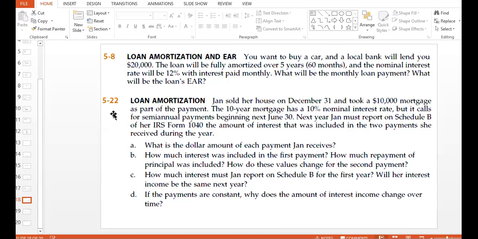Now the next problem is 5-22. Jane sold her house on December 31st and took a 10,000 mortgage as a part of the payment. So 10,000 is your present value. The 10-year mortgage has a 10% nominal interest rate, but it calls for semi-annual payments. So the payment is 2 times in a year. The requirement is the same. You will have to prepare a loan amortization schedule for 2 years.